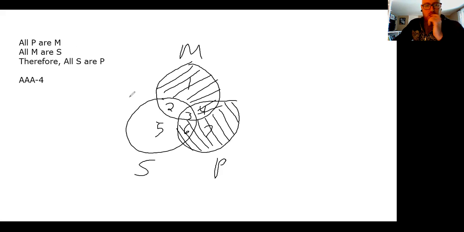Now, our conclusion says, therefore, all of the S's are P's. But since region 5 is open and region 2 is open, there are two regions in the diagram where there could be S's that are not P's. That tells me that the argument is invalid. So this is an invalid argument.